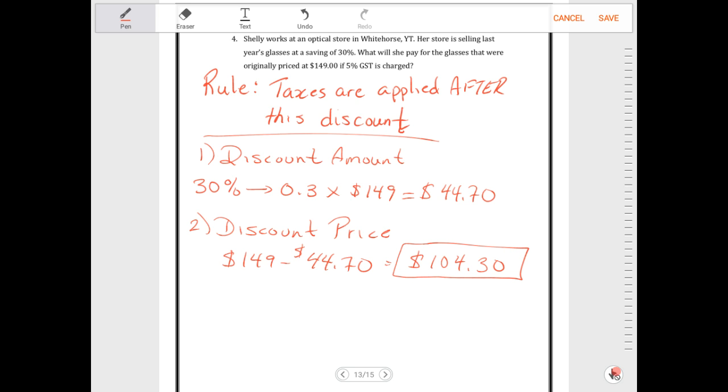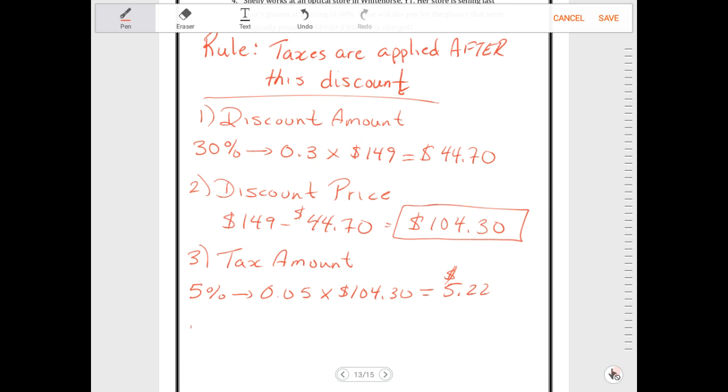But now we have to apply our GST. We got to pay tax on this. So essentially what's going to happen now is we're going to go tax amount. Now GST is set at 5%, 5% of your discounted price. So take 5%, change that to a decimal of 0.05, multiply it by your new price of 104.30. That gives you about $5.22 getting added on.